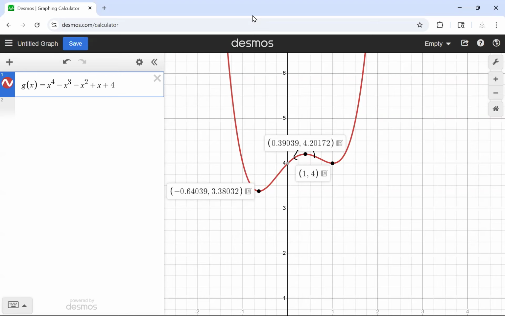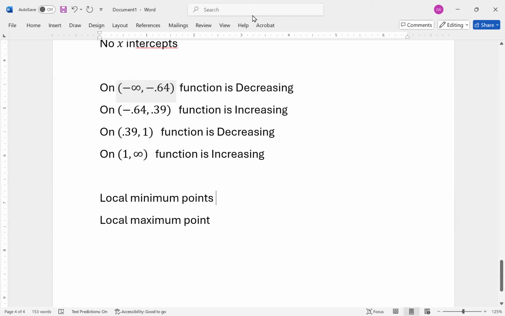Let's write that down. So for this function, local minimum points, we said we had two. I'll round things to a couple of decimal places. Negative 0.64, comma, 3.38 was that first local minimum point. The other local minimum point was 1, comma 4. By the way, if it asks for the local minimum values, it would be the 3.38 and the 4.